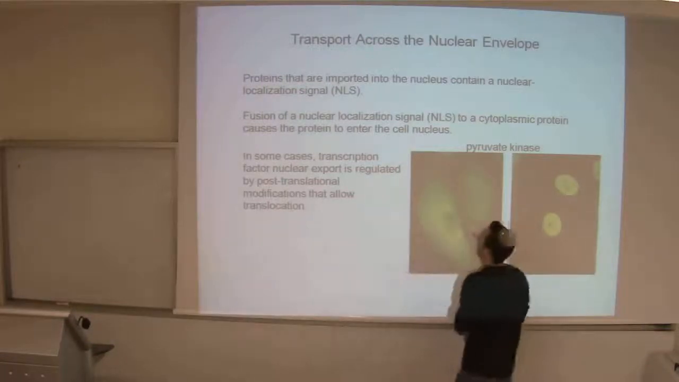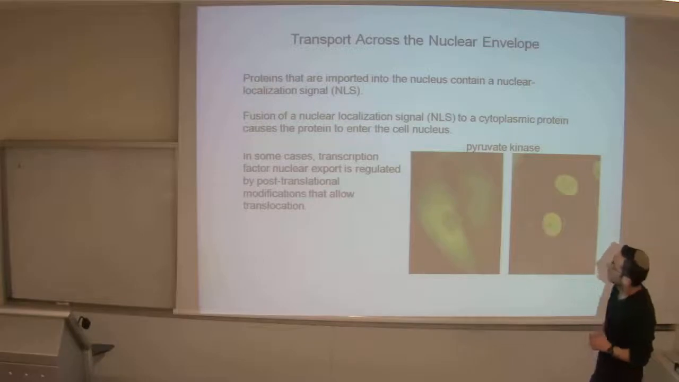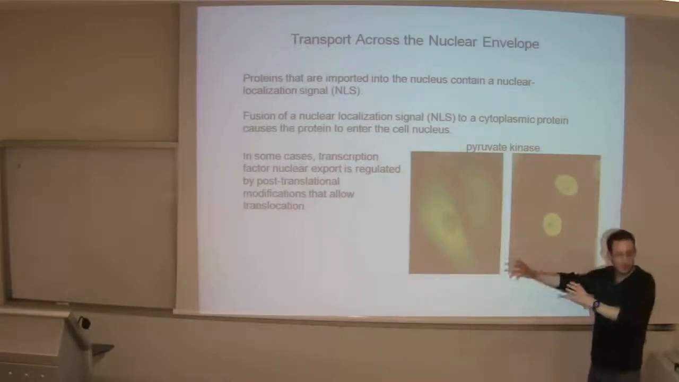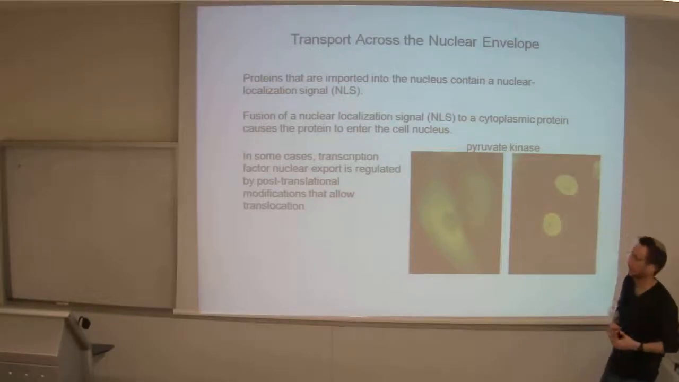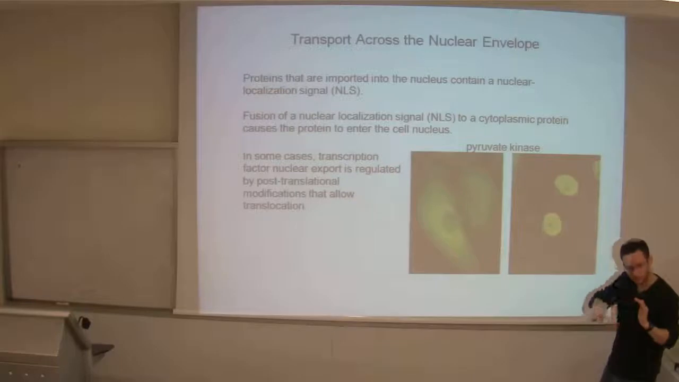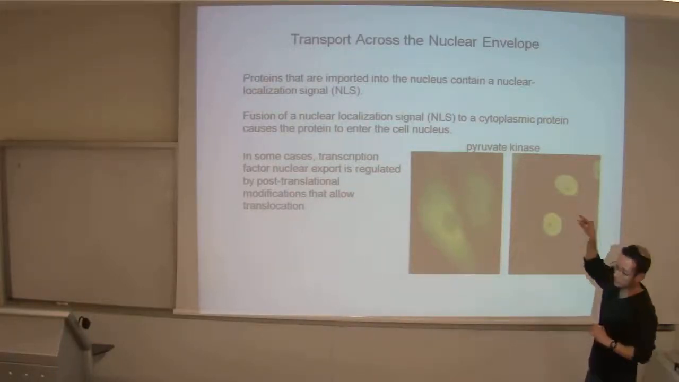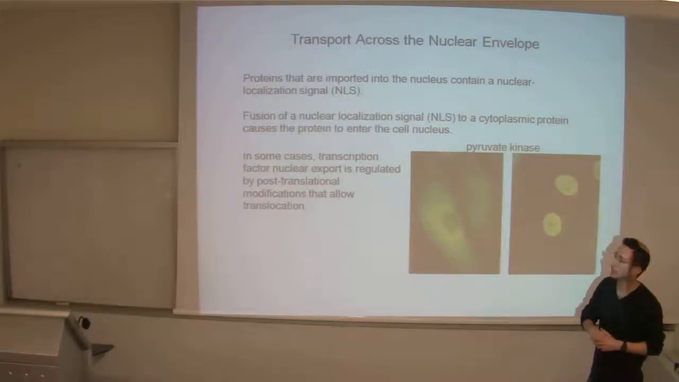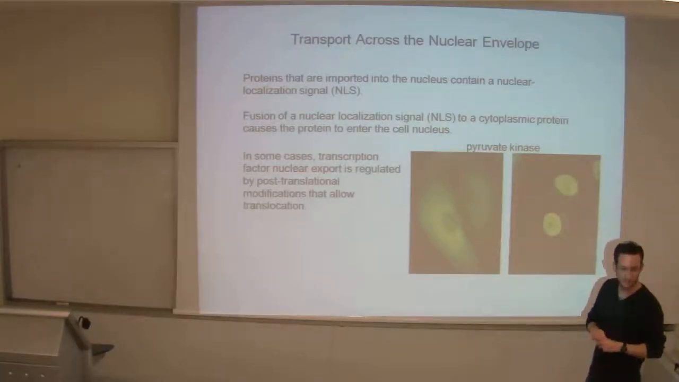So a bit about that. Proteins that are imported into the nucleus. Now the mRNA passes from the nucleus to the cytosol, where it has to be translated. Proteins are translated in the cytosol, and some have a function in the nucleus. So they are transported in the opposite direction, and for them to pass through the NPC, they have to have the nuclear localization signal, NLS.